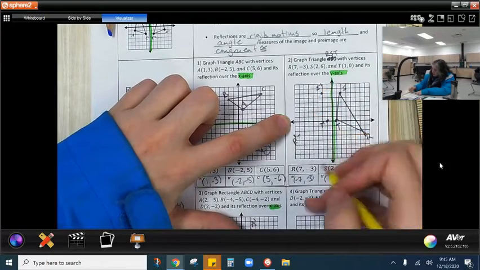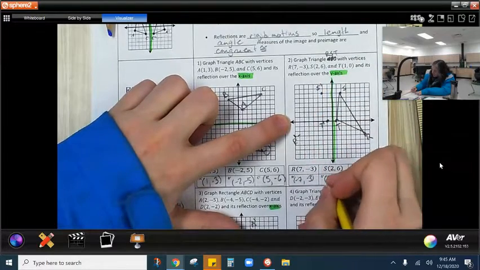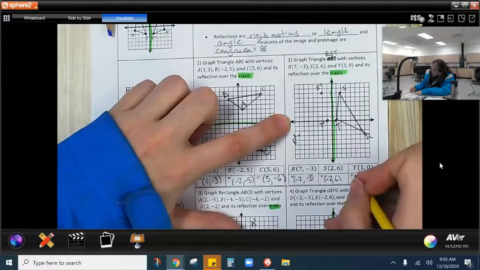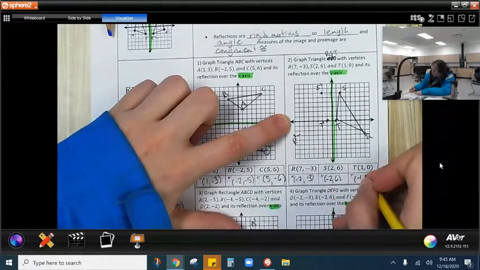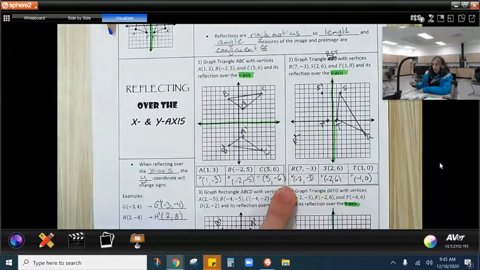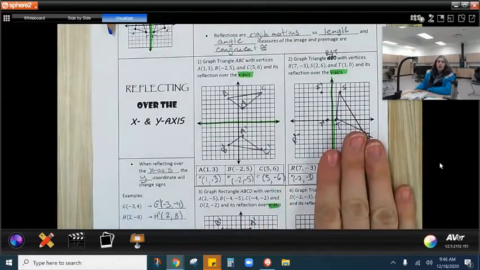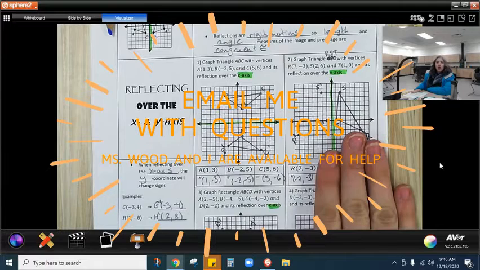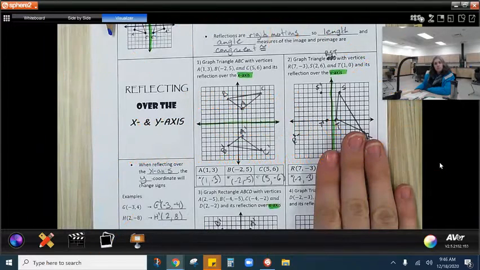S prime is at -2, +6. And then T prime is at -1, 0. Well, wait a second. Let's just take a look at those for a minute. Let's take a look at R. R and R prime. What's the same about R and R prime? What's different about them, and how is it different?